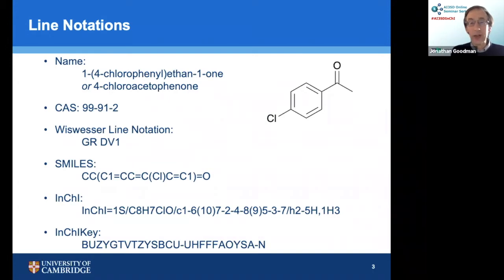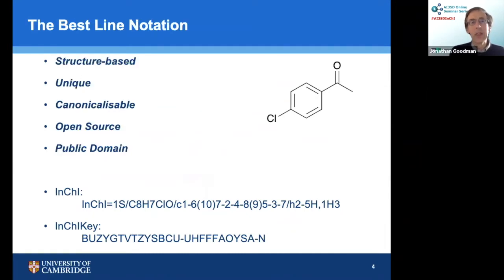So we can take a two-dimensional structure and turn it into a string of letters in quite a number of different ways. The SMILES and the InChI and InChI key are all structure-based. We just need to know the structure. Beginning with the structure, we should be able to generate them. The InChI, at least, is unique and canonicalizable. There's only one and exactly one for each structure. The algorithm which produces it is open source, and the ownership is in the public domain. So you can work out exactly how this algorithm works, and that's a very useful feature of the structure.